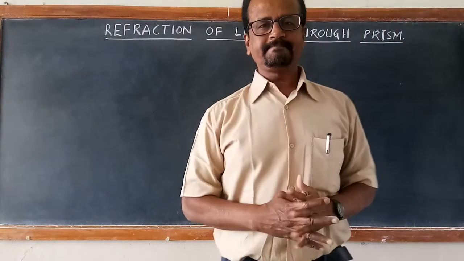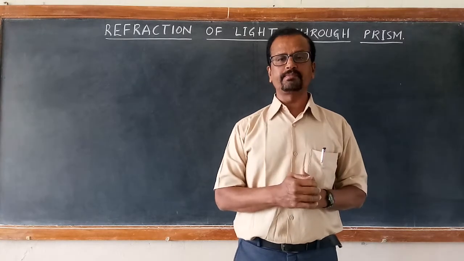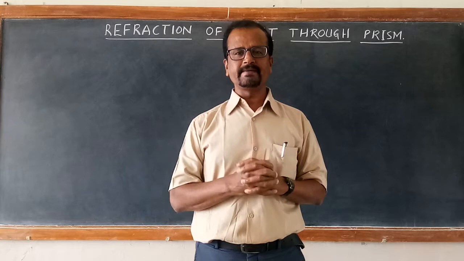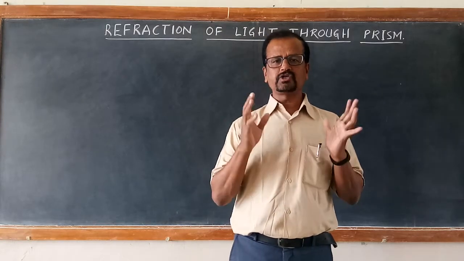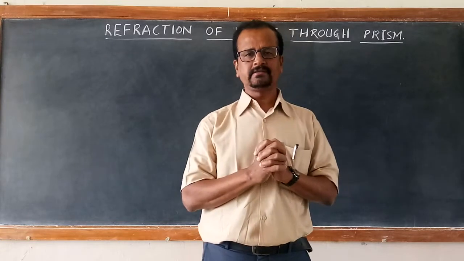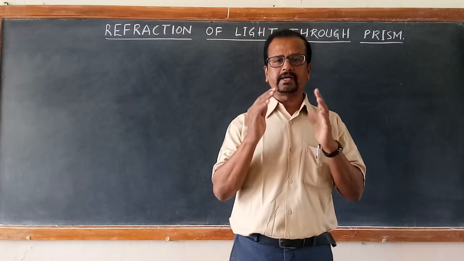Good morning, students. Today we shall learn about the refraction of light through a prism. I think you must have seen the prism. What is a prism? A prism is a geometrical object which is bound by 5 faces, 2 triangular faces and 3 rectangular faces.